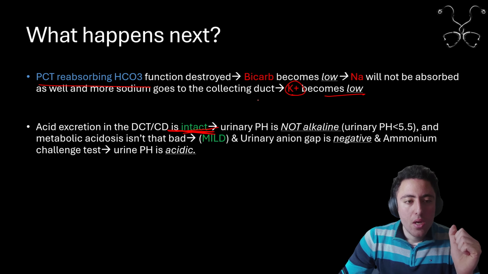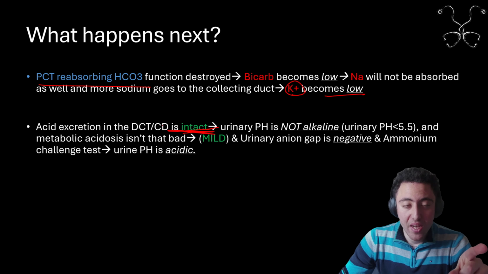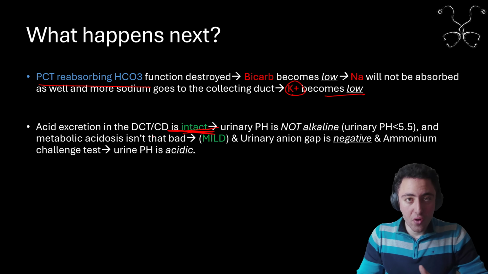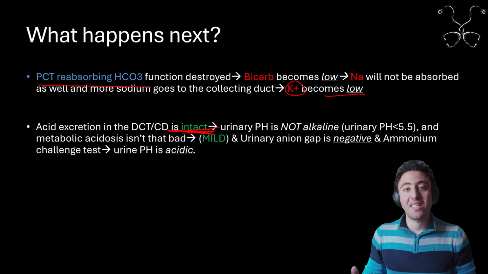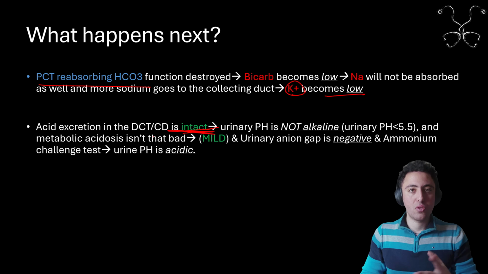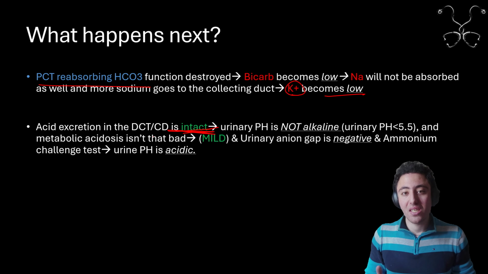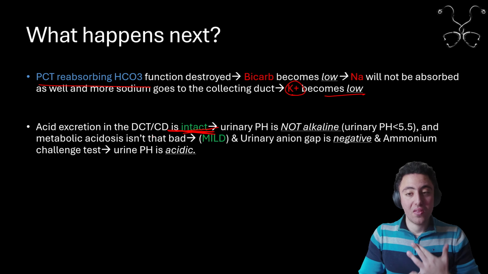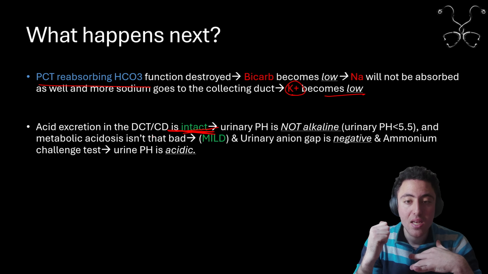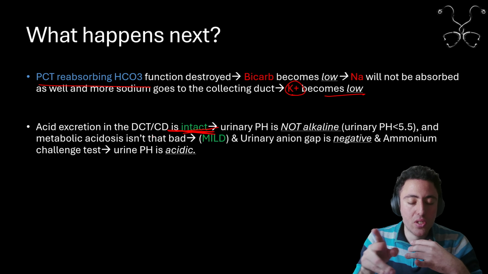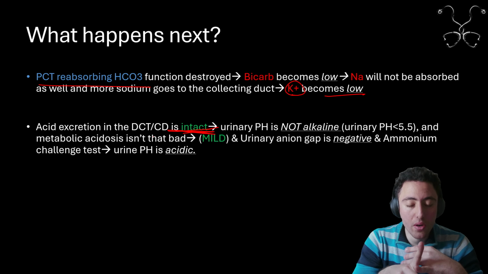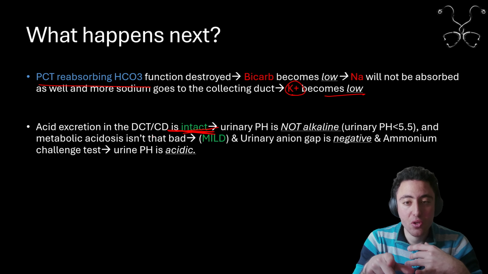Okay, so this type of RTA is mild because the other function of the kidney tubules is intact. So we said two functions of the kidney tubules: reabsorb bicarbonate, and the other one is excrete acid. So the acid excretion function is normal. Okay, so the urinary pH is not alkaline, and this is very important because we're going to talk about that in other types of RTA, type 1, where you have abnormal urinary pH.